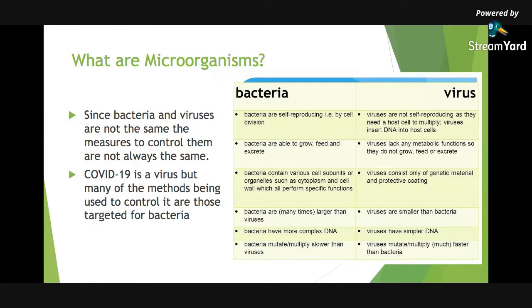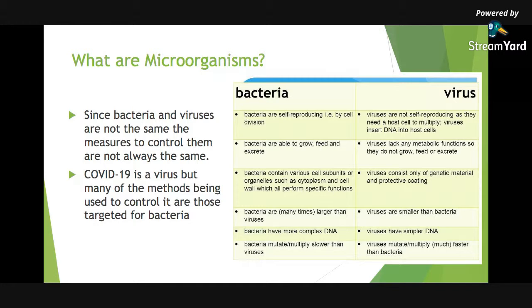All right. Since bacteria and viruses are not the same, the measures to control them are not always the same either. COVID-19 is a virus, but many of the methods being used to control it are those targeted for bacteria. So when we're talking about bacteria and comparing them with viruses, what you need to know is bacteria are self-reproducing, like we talked about. Bacteria are able to grow, feed, and excrete. Bacteria contain various cell units, organelles, cytoplasm, things like that. Bacteria are many times larger than viruses. Bacteria have complex DNA, and bacteria mutate and multiply slower than viruses.